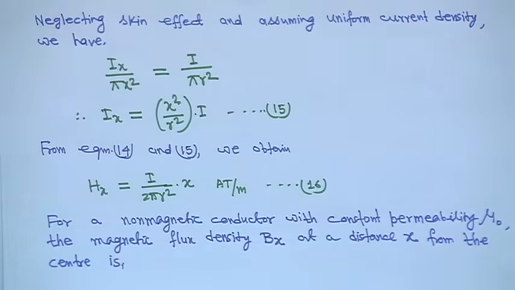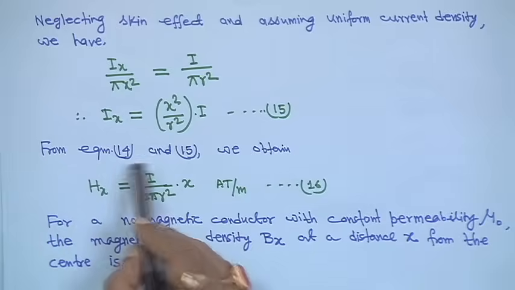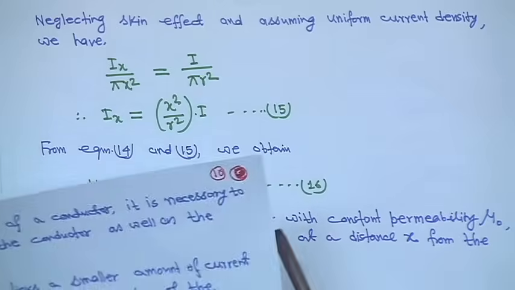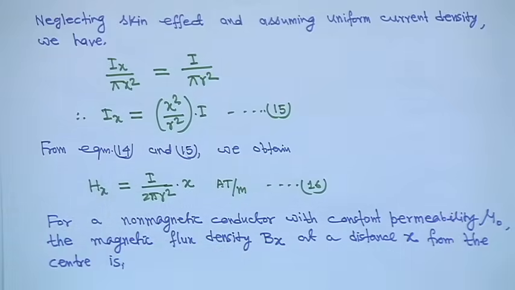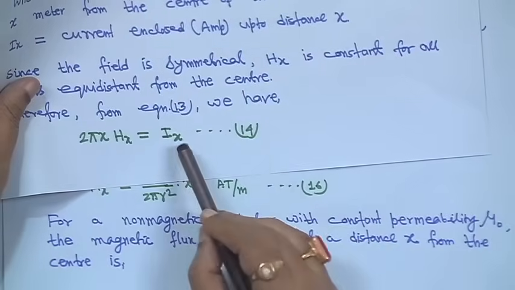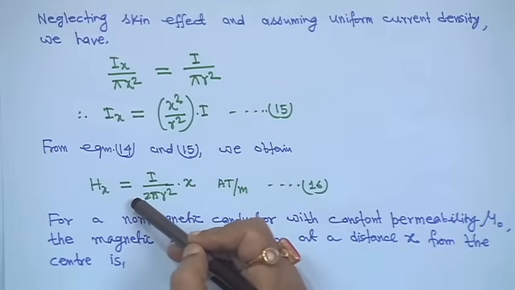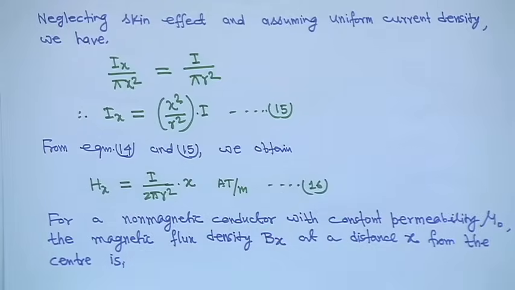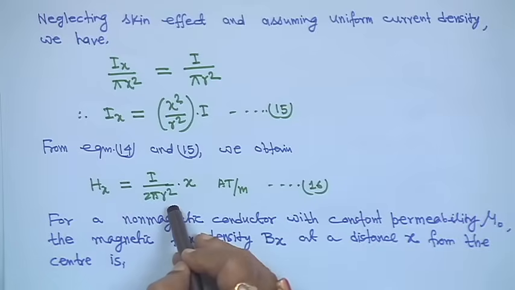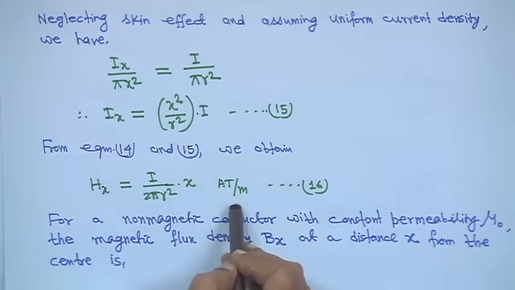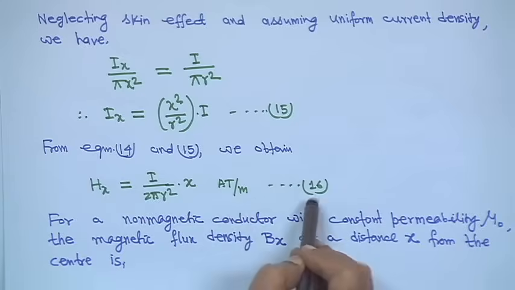So, after this, from equations 14 and 15 we obtain, in equation 14, you substitute I x equal to this one, and with a small simplification, H x will become I upon 2 pi r square into x ampere turn per meter. So, this is equation 16.